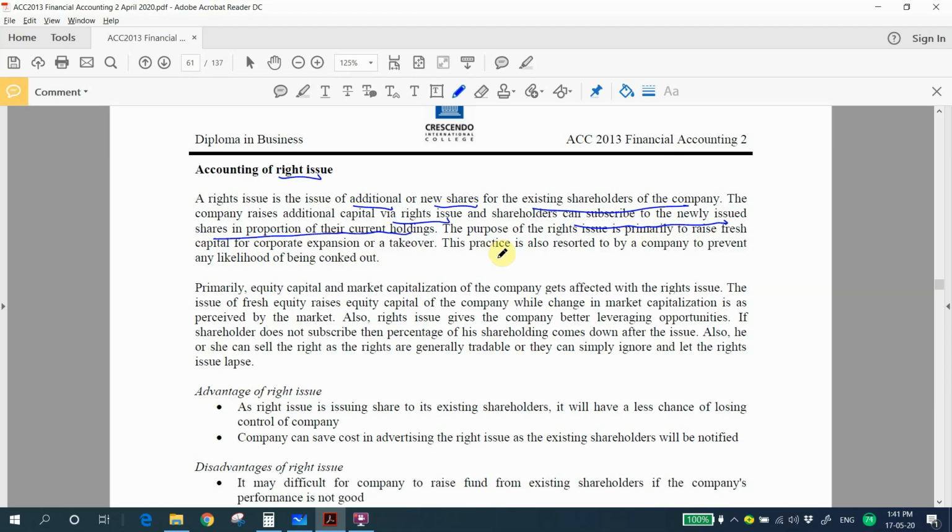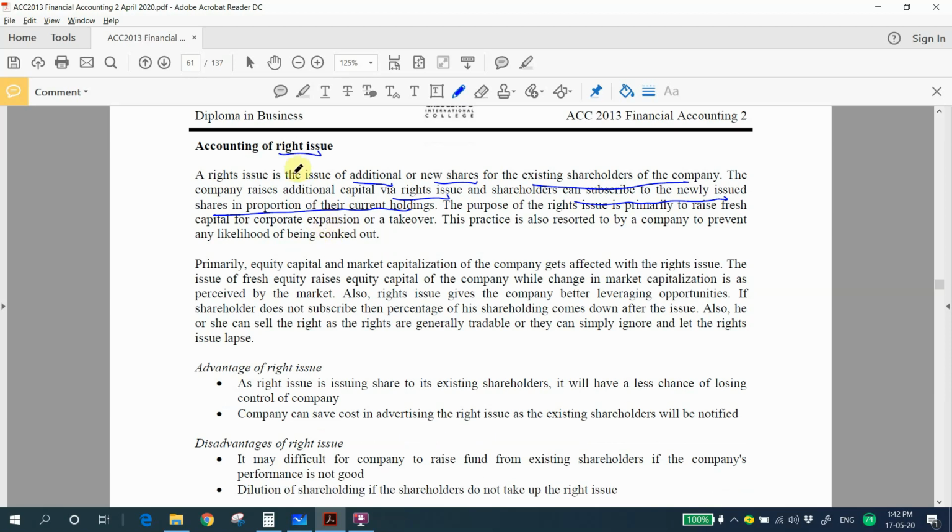takeover. This practice is also resorted to by a company to prevent any likelihood of being taken over. Equity capital and market capitalization of the company get affected with the rights issue. The issue of fresh equity raises equity capital of the company, while the change in market capitalization is as perceived by the market. Also, a rights issue gives the company better leveraging opportunity. If a shareholder does not subscribe, the percentage of their shareholding comes down after the issue. Also, he or she can sell the rights as the rights are generally tradable, or they can simply ignore them and let the rights issue lapse.